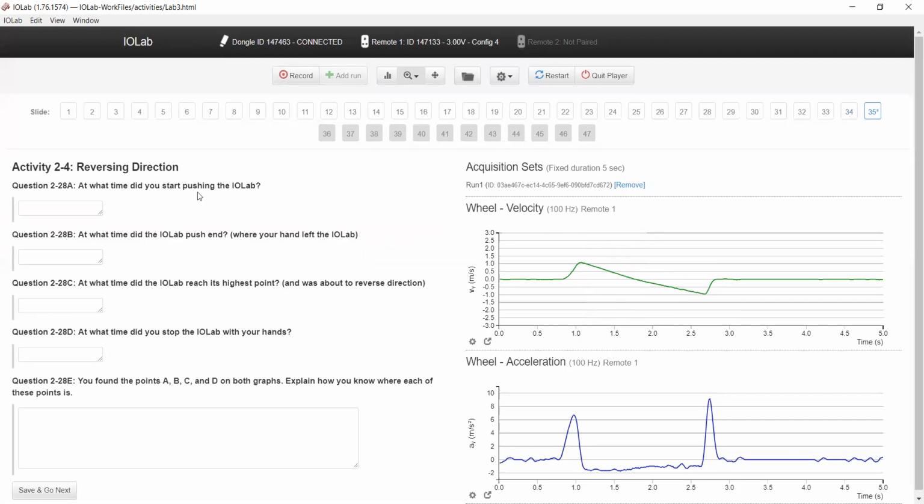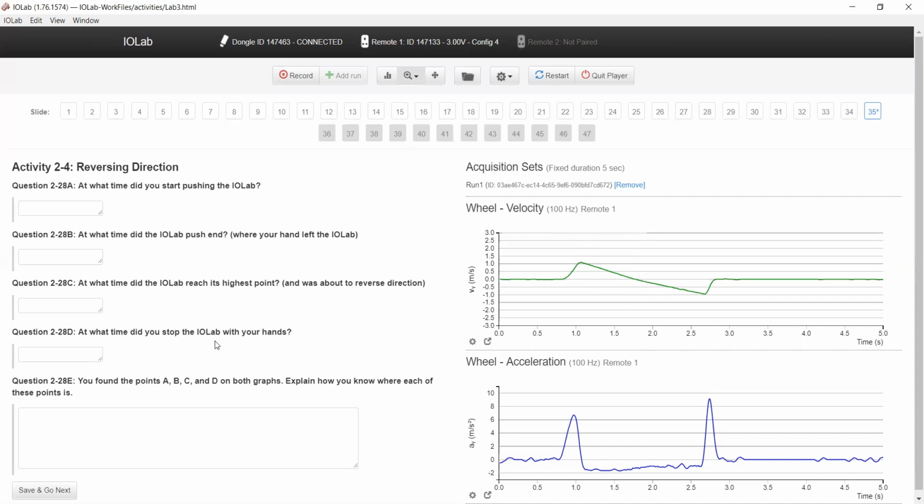At what time did you start to push the IOLab? We started to push from here, that was not the slowing down part, and then we left it here. Pushing here, it went to the maximum velocity, and we left it. At what time did the IOLab reach its highest point? It has to reverse direction, so at the highest point it is stopped, velocity has to be zero, somewhere around here.